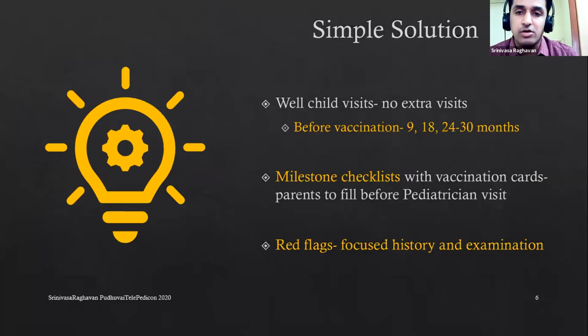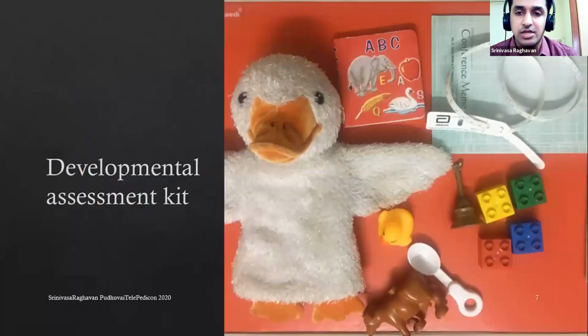So there should be no burden on the family. So well child visits, 3 well child visits can be tied up along with vaccination at 9 months, 18 months and 24 to 30 months. And by doing this simple developmental surveillance, most of the common developmental disorders can be picked up. How do we start the session? Provide milestone checklist to all the parents along with vaccination cards. Let them fill up this milestone checklist before they visit you. And while they come to you, you review the milestone checklist. And if you notice some red flags, then do a focused history and examination and proceed. So I'm going to explain this using 3 common scenarios.